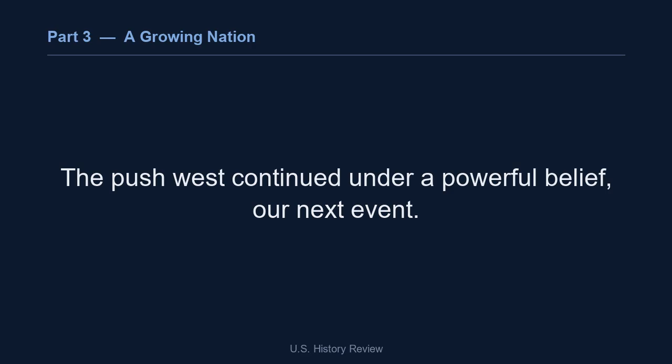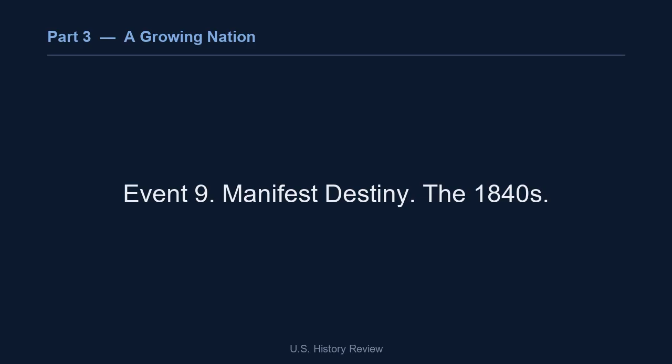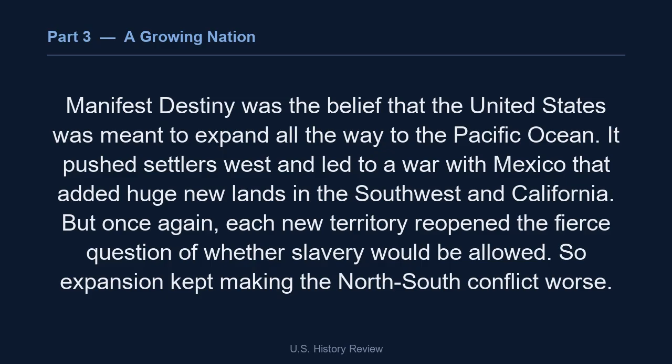The push west continued under a powerful belief. Our next event. Event 9. Manifest Destiny. The 1840s. Manifest destiny was the belief that the United States was meant to expand all the way to the Pacific Ocean. It pushed settlers west and led to a war with Mexico that added huge new lands in the Southwest and California. But once again, each new territory reopened the fierce question of whether slavery would be allowed. So expansion kept making the North-South conflict worse.